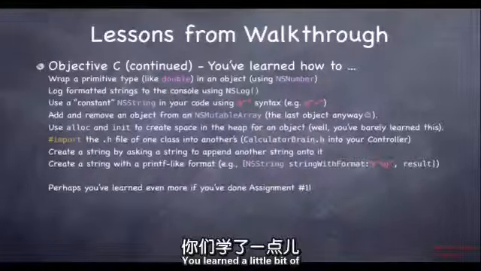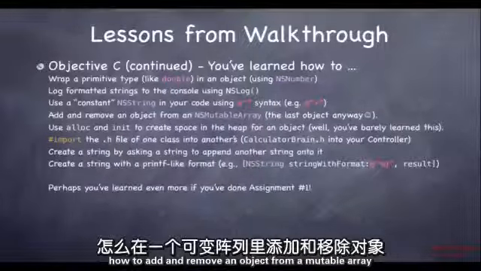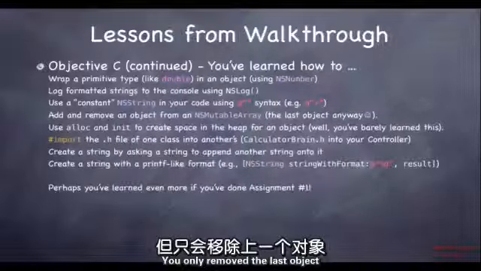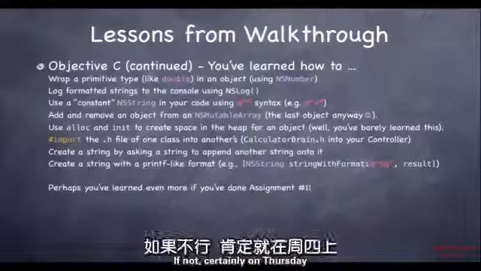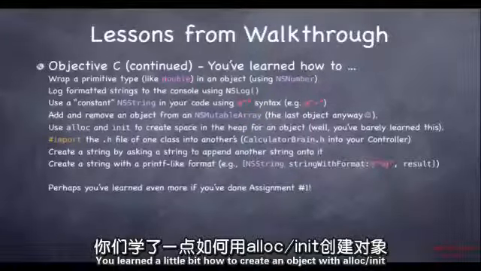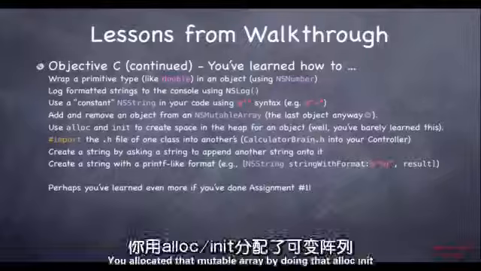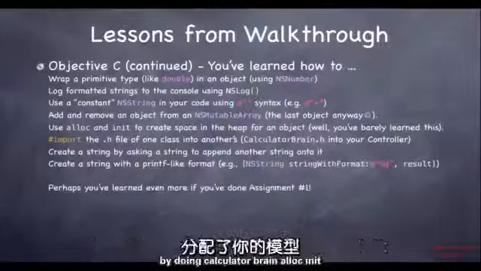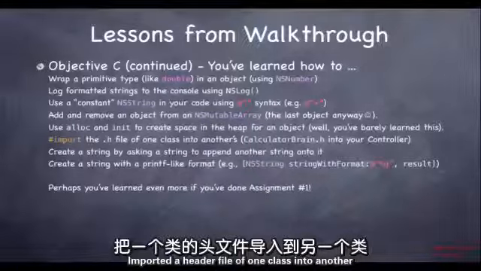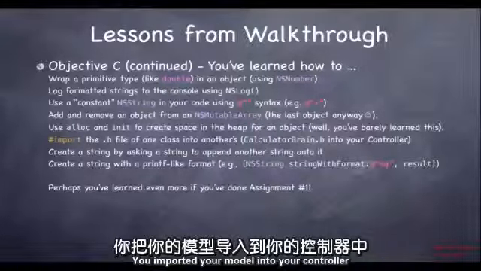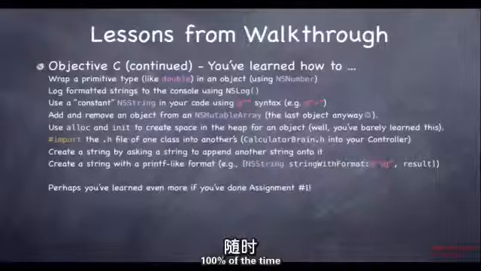You learned a little bit of how to add and remove an object from a mutable array. You only removed the last object, but we'll show more about mutable arrays today, hopefully if we get to that. If not, certainly on Thursday. You learned a little bit how to create an object with alloc init. Okay, you allocated that mutable array by doing alloc init, and you actually allocated your model by doing CalculatorBrain alloc init. We're going to talk more about that today. You imported a header file of one class into another. You imported your model into your controller, which is common. 100% of the time, you're pretty much going to do that.